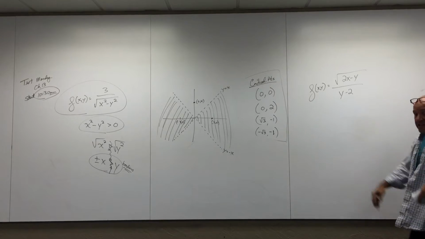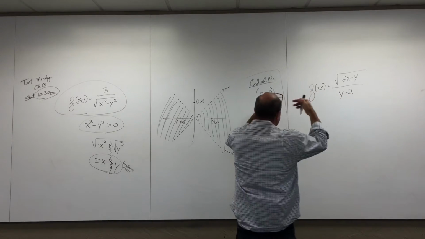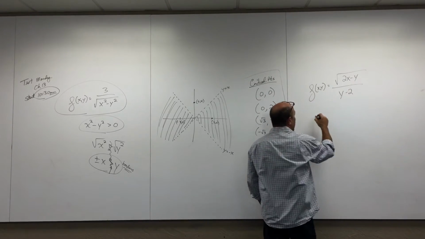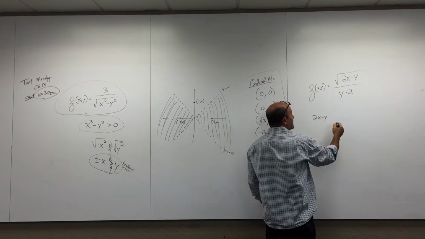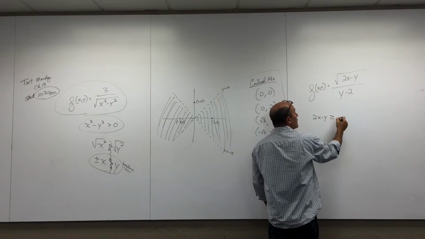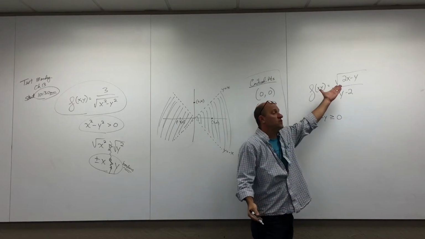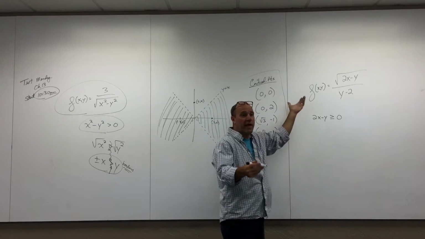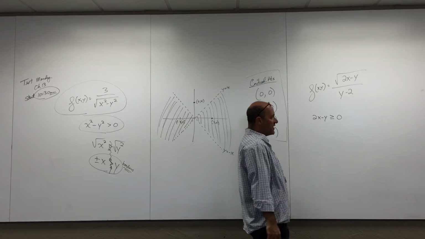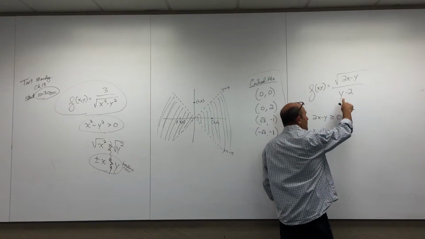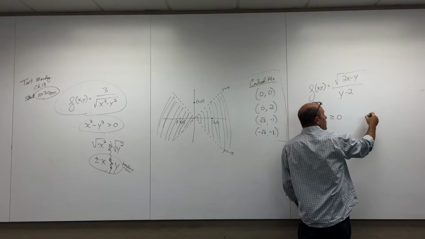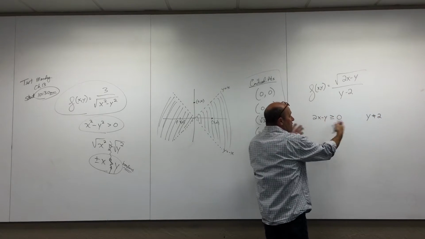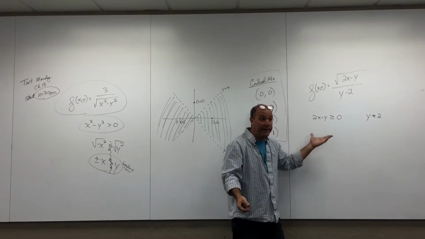I think the hard part is sketching the domain. Actually describing the domain isn't hard. You would look at this and know: 2x minus y has to be greater than or equal to 0 because it's inside a square root. So you state that. The other thing you can state is that you don't want your denominator to be 0, so y cannot be 2. So in a way, this is you stating the domain.